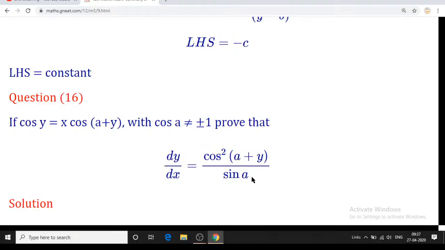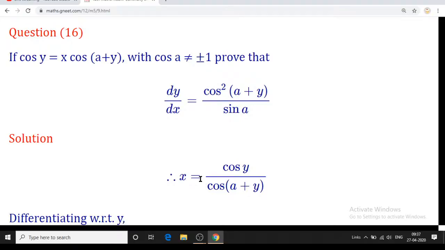Here we can go in two ways. Directly start differentiating and you will get the answer, or we'll try to represent one in terms of the other. We'll try to collect the terms of y on one side and x on the other side, and in that case we get x is equal to cos y upon cos of (a plus y).